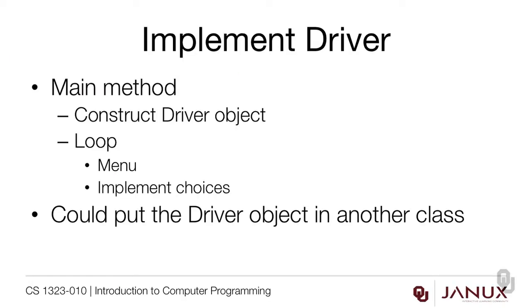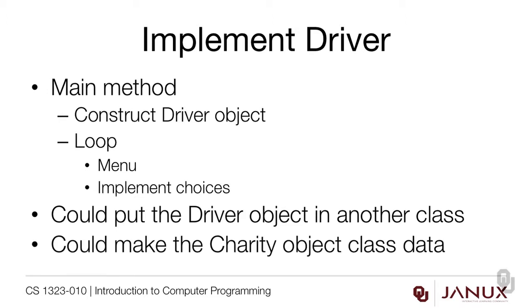Now, there are lots of other ways we could have implemented the driver class if you found what I just did confusing. One is we could have put the driver object in another class. Sometimes that doesn't confuse people so much because it's more similar to what we've done in the past. We also could have made the charity object class data instead of instance data. Now, I got to tell you, I don't like that choice as well because we were trying to implement a class that could be used by many charities. And when you make it class data, well, then there can only be one. And so I don't think that's as good a choice. On the other hand, if it's what helps you get a program together, maybe that's an option you want to take.